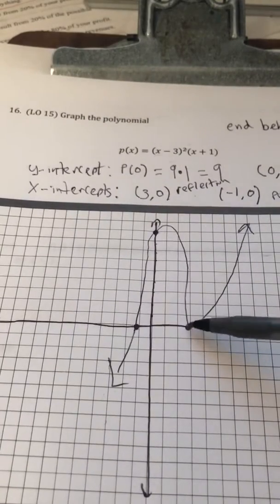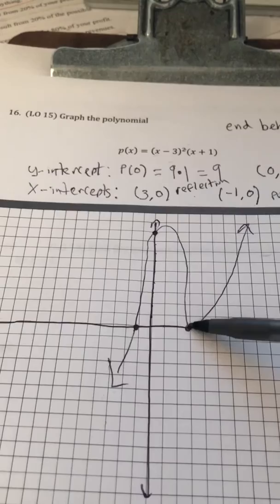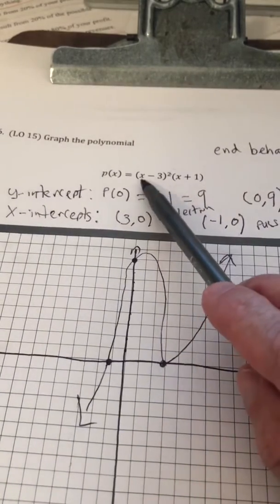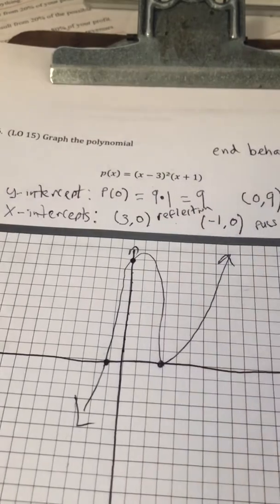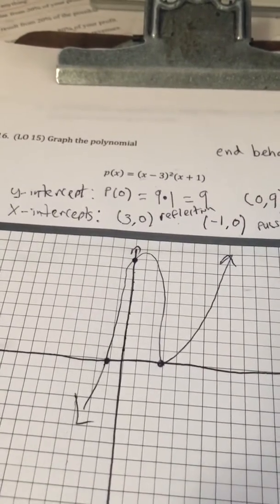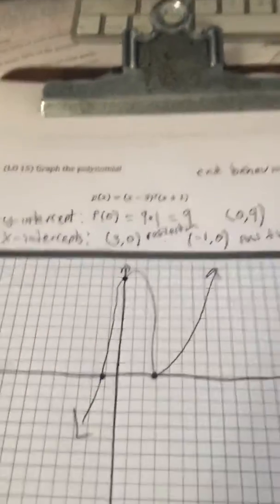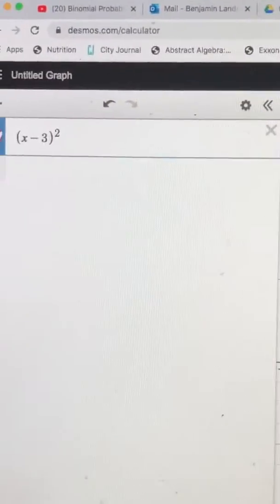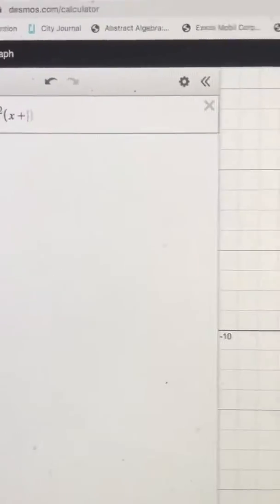Now let's use some technology to check what we have here. Our function again was x minus 3, the quantity squared, times x plus 1. Perhaps you've heard of Desmos. So what we're going to do is type in our function. Okay, what we have is y equals x minus 3, the quantity squared, times x plus 1.